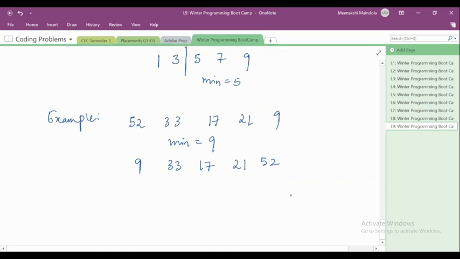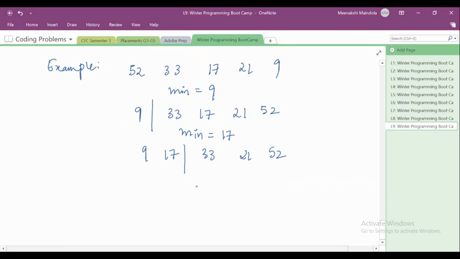Yes. So after the next iteration, again this part of the array is considered as sorted. Now you find out the minimum among these elements. The minimum among these elements is going to be 17, and now you consider swapping 17 with the first element. So you have 9, 17, 33, 21 and 52, right? Up till this part your array is sorted.